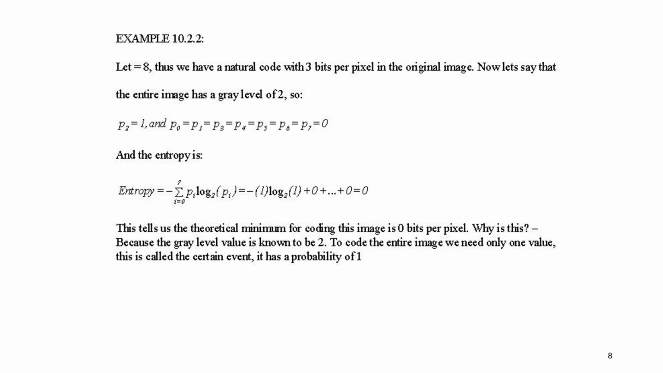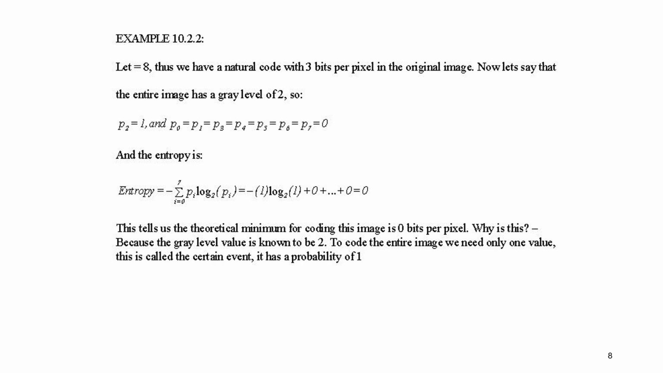Let L be equal to 8. Thus we have natural code with 3 bits per pixel in the original image. Now let's say that the entire image has a gray level of 2. That is P2 is equal to 1, and P0, P1, P3, P4 up to P7 are equal to 0. The entropy is calculated as summation i is equal to 0 to 7 of Pi log base 2 Pi. So minus of 1 log base 2 of 1 is equal to 0, and this tells us the theoretical minimum for coding this image is 0 bits per pixel.